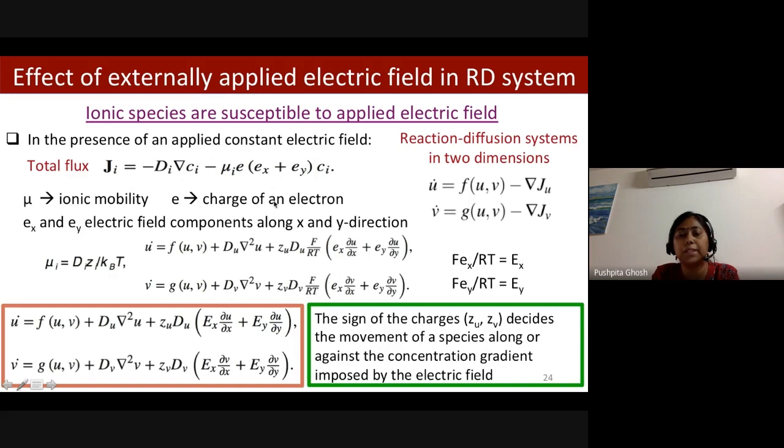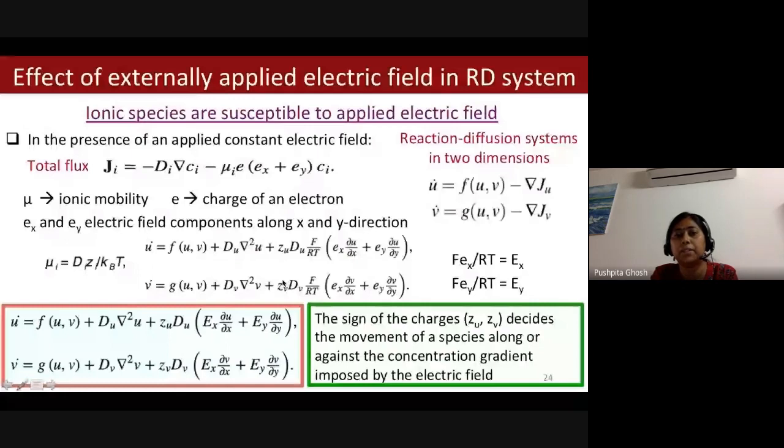I'm not going into the details of this. Basically, if you work through this entire thing, this flux, where Ex and Ey are the electric field components along the X and Y directions, can be incorporated in this two-dimensional reaction-diffusion framework with the normal diffusion part and a part for the concentration gradient because of the electric field. Here Zu and Zv are the charges of the ionic species.